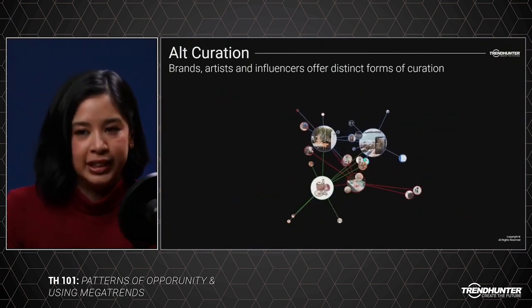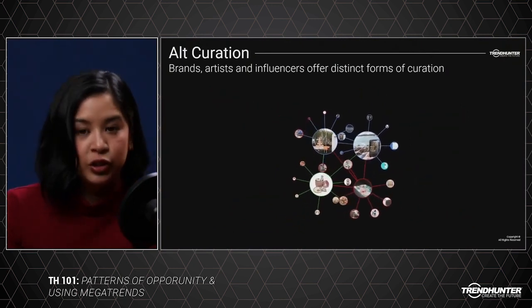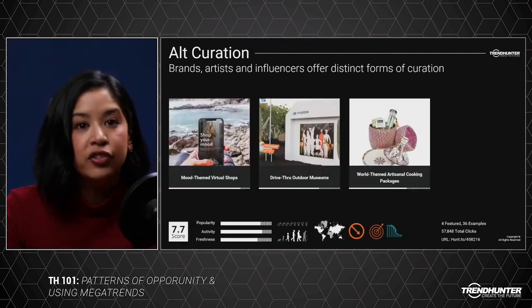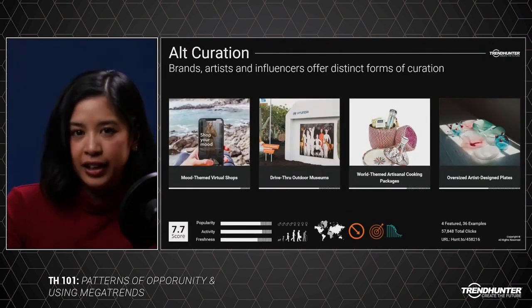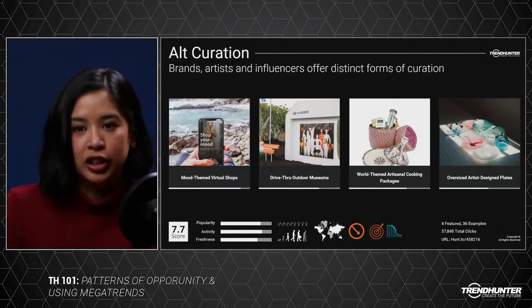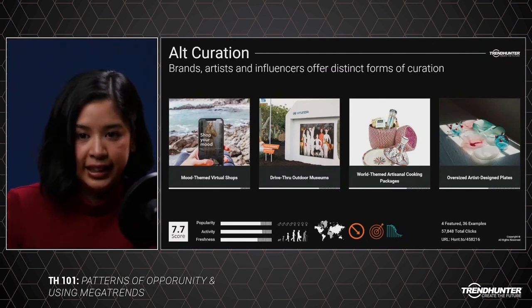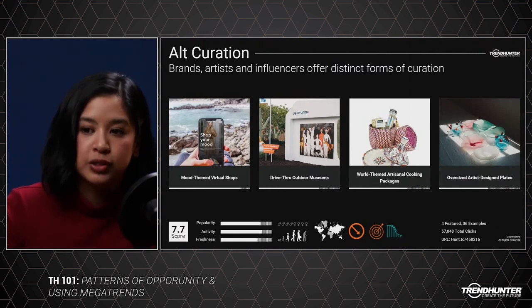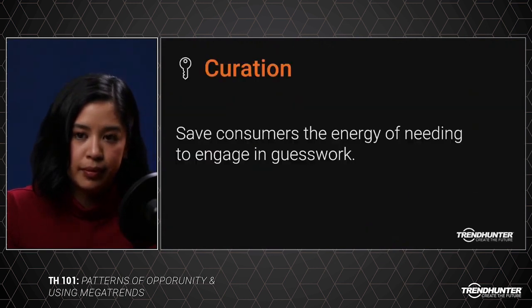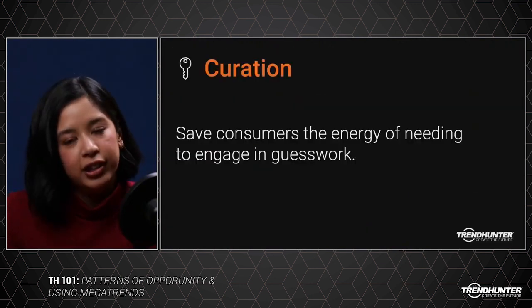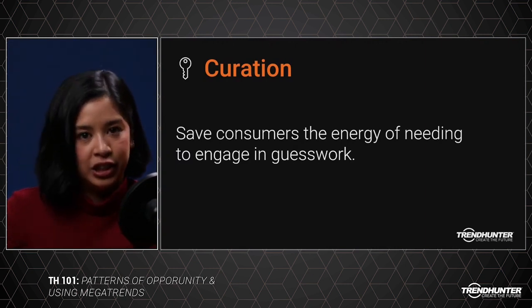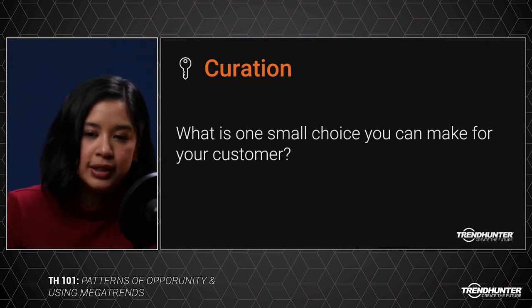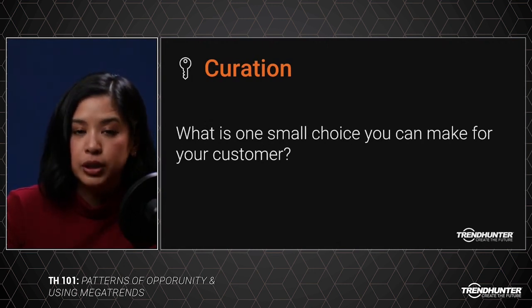Now, one example of this for the digital age is alternative curation. Here we see brands, artists, and influencers offer distinct forms of curation that solidify their personal brands and their position as influencers in this day and age. So think of mood-themed virtual shops or drive-through outdoor museums. Curation is about saving consumers the energy of needing to engage in guesswork. What is one small choice you can simply make for your customer?